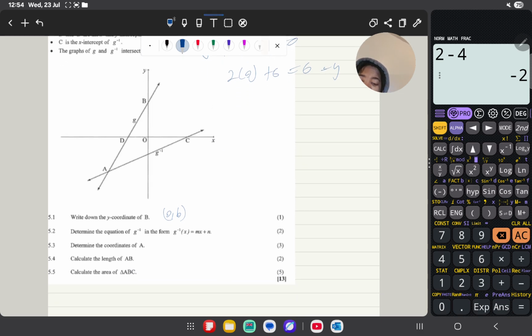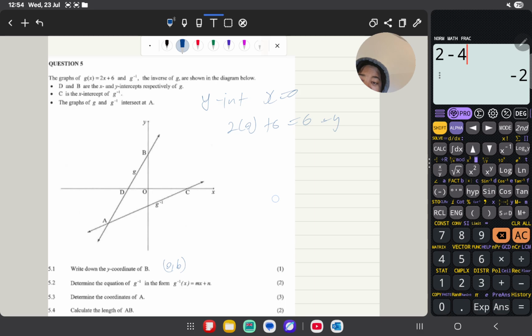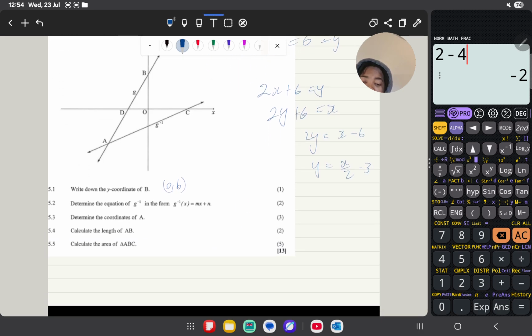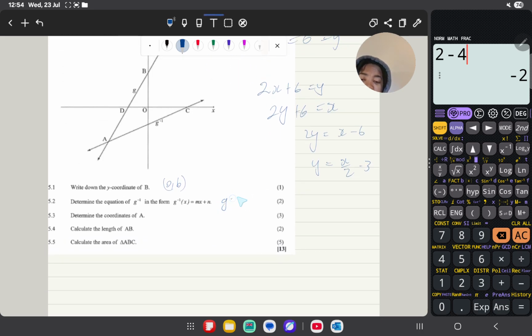And then determining the inverse function, you have y equals 2x plus 6. Then let me swap: x equals 2y plus 6. Then solve for y. I have x minus 6 equals 2y. Then y equals x over 2 minus 3, right? So g inverse of x will be x over 2 minus 3.